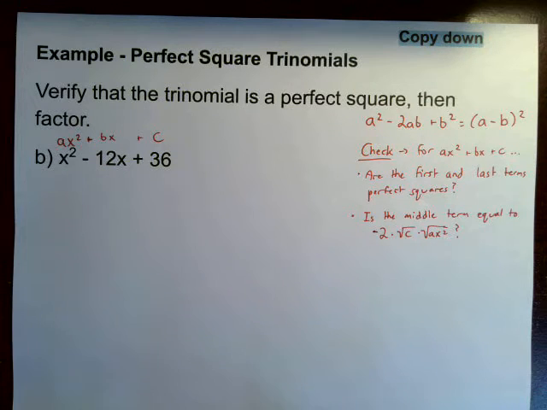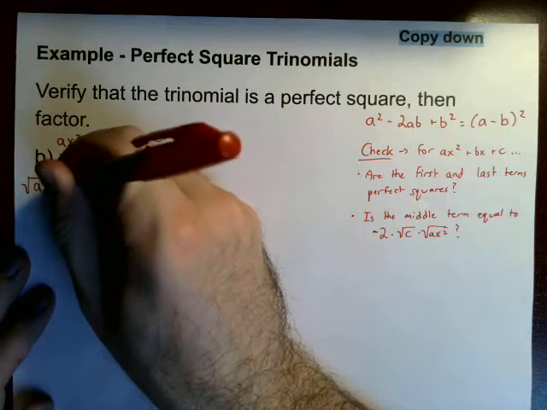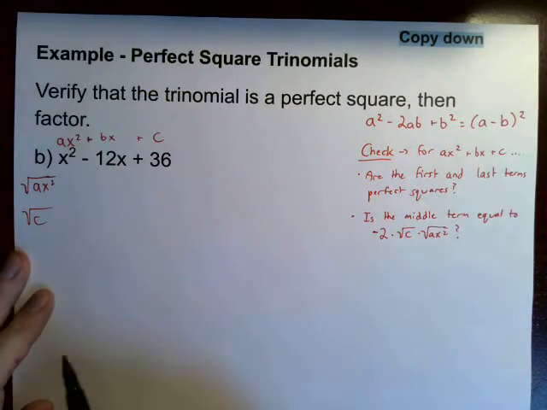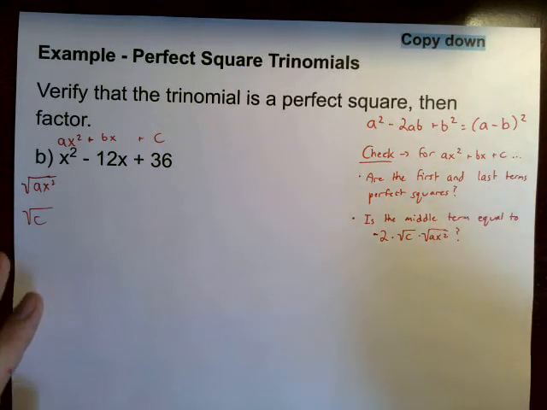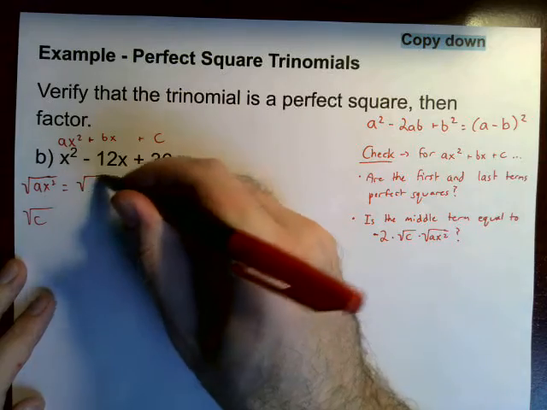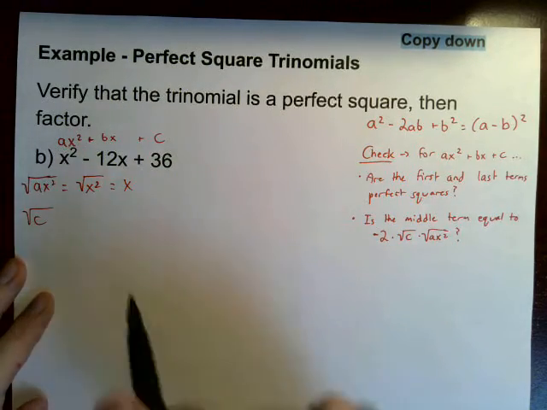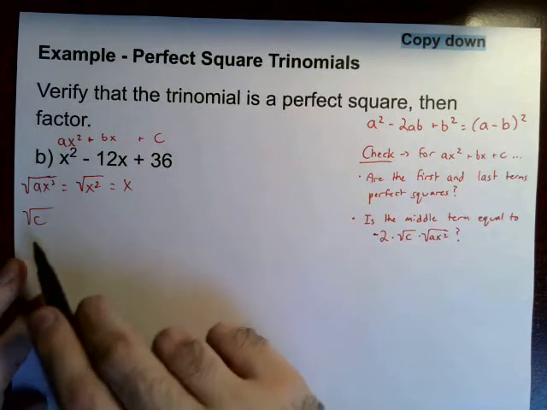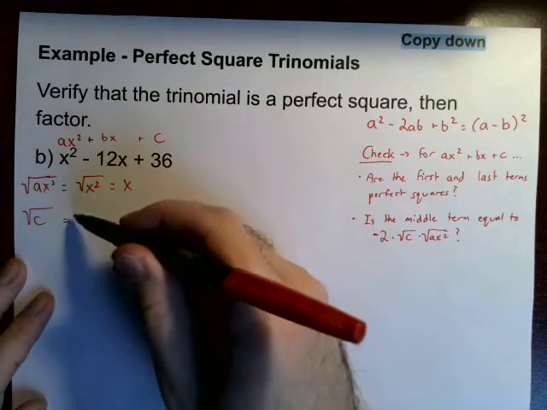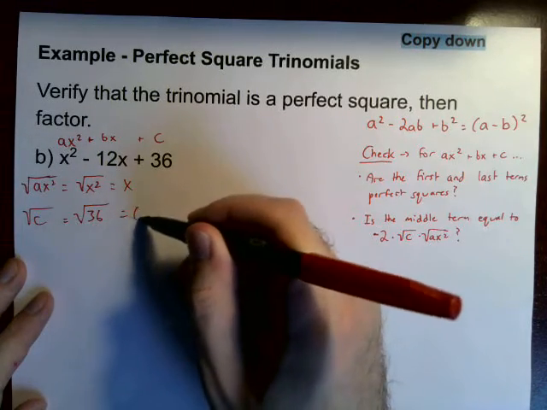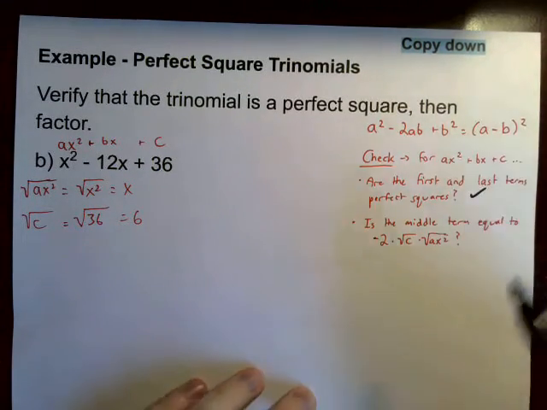So the first thing that we want to do is we're going to figure out the square root of ax squared and the square root of c, because we want to know if the first and last terms are perfect squares. So the square root of x squared is x, so we get a variable with no fractional exponent, so that's good, perfect square. And then for the square root of c, the square root of 36 equals 6. So that's good. We've proven that the first and last terms are perfect squares.